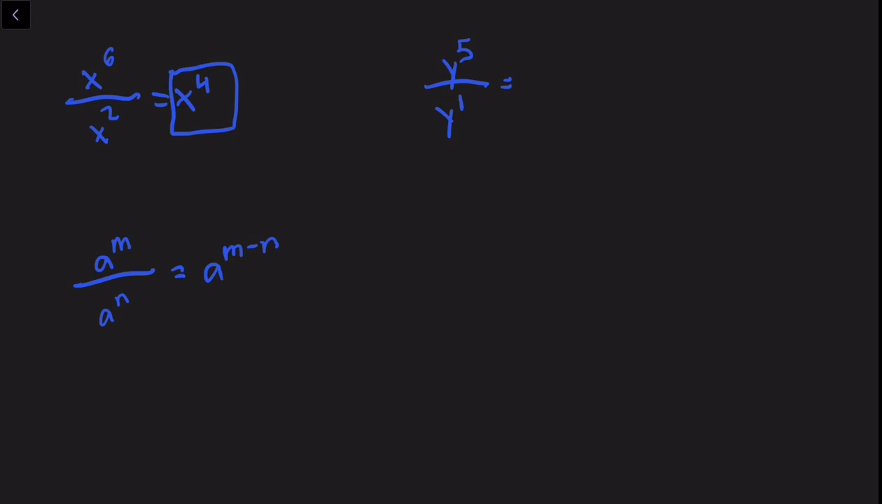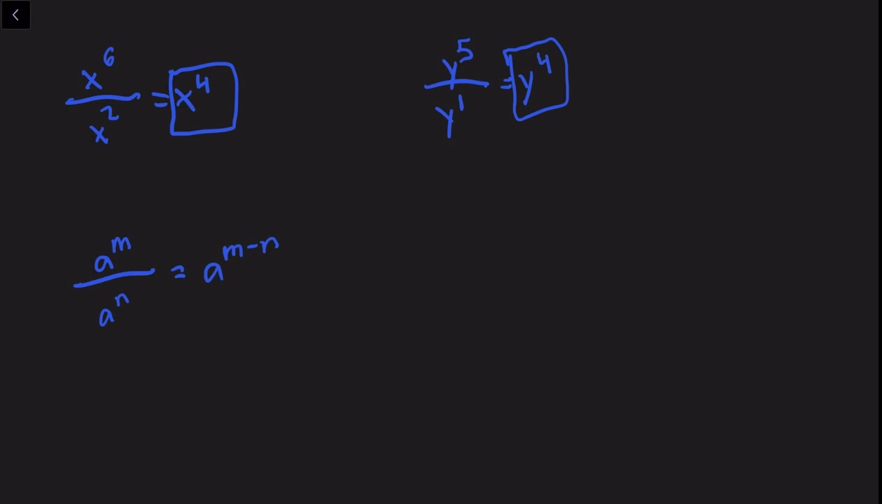Well, if we look at our bases, the number that's being raised to a power, it's the exact same. We have y on the top, y on the bottom. So we know we can do the quotient rule here. All we're going to do is keep our base, and then we're just going to do 5 minus 1. We're just going to subtract our two exponents, and we're going to get y to the fourth power as our answer. Let's look at one with numerical values.